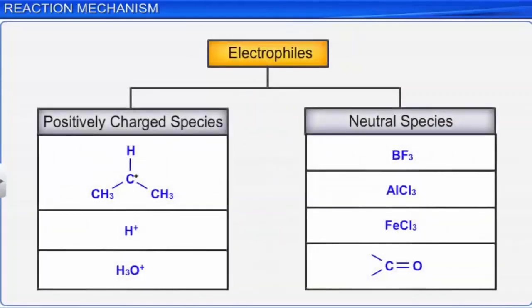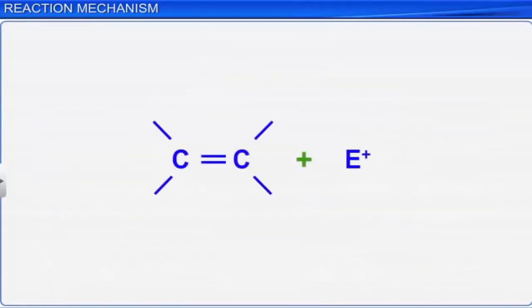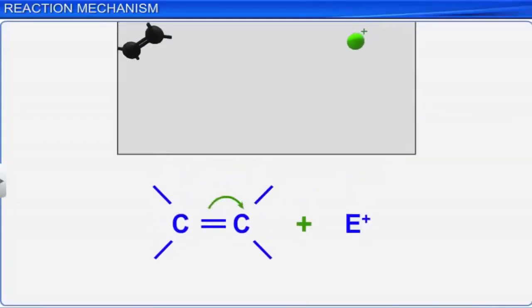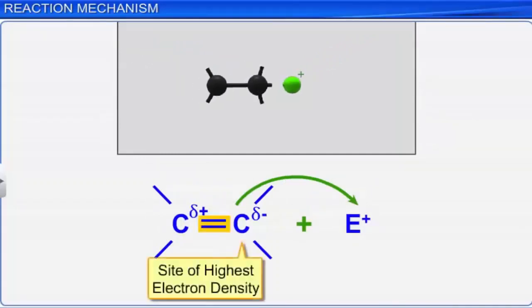Electrophiles may be either positively charged, such as carbocations, hydrogen ion and hydronium ion, or electrically neutral species such as boron trifluoride, aluminium chloride, ferric chloride and carbonyl group. A reaction initiated by an electrophile is called an electrophilic reaction. Electrophiles always attack the substrate molecule at the site of maximum electron density.